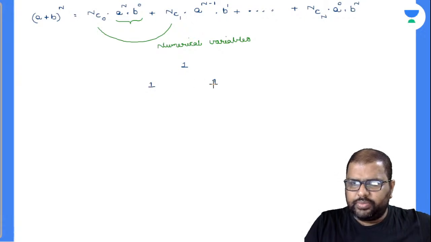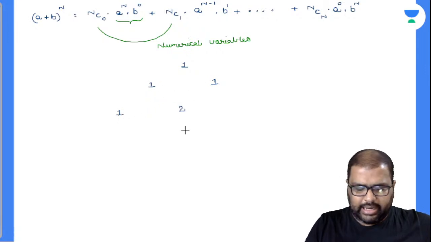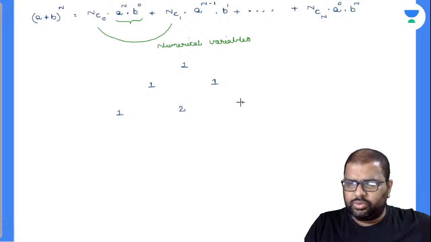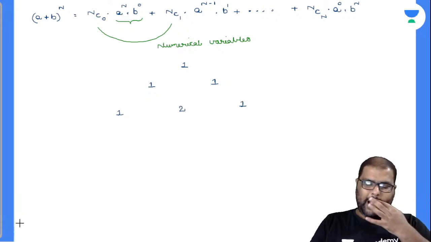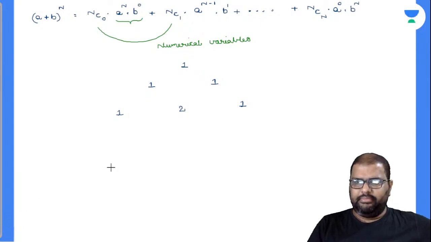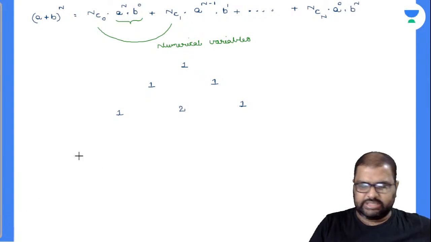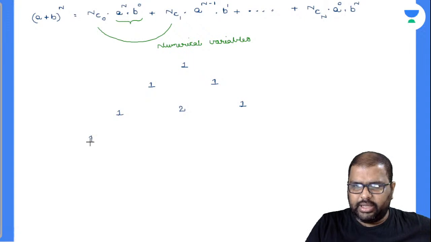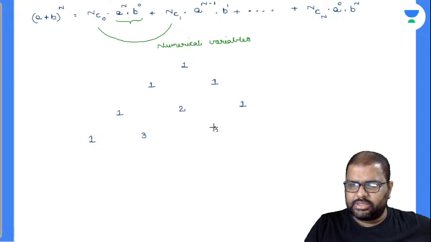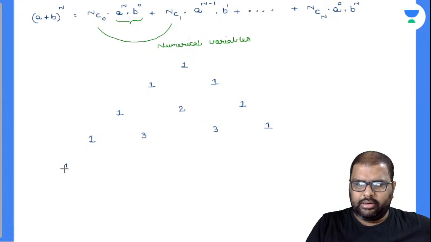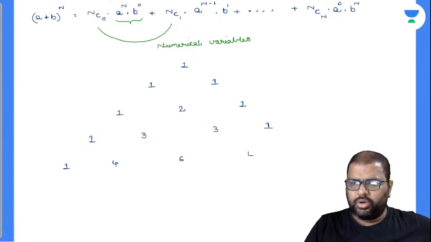(a plus b) whole square is a square plus 2ab plus b square. So this 2 I will write down here. Of course, you can add this and write it in the middle there, so you know how to write more triangles easily. In front of b square 1, in front of a square 1. (a plus b) whole cube: a cube, 3a square b, 2 plus 1 is 3, write down here, 3ab square, write down here. Similarly, 1, 4, 6, 4, 1.